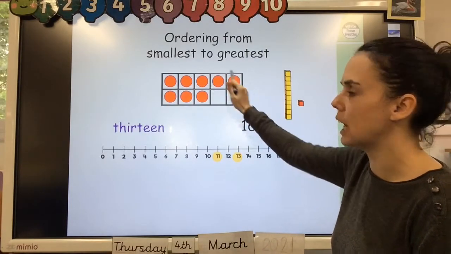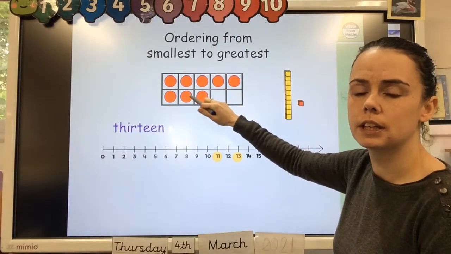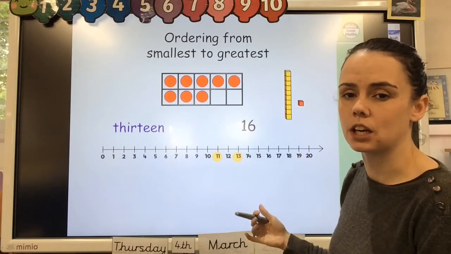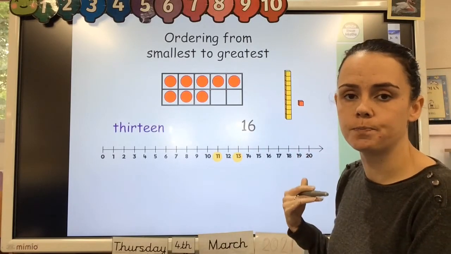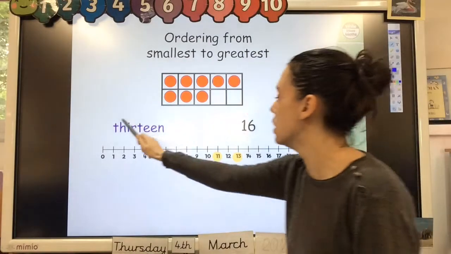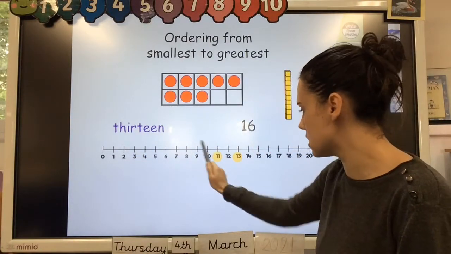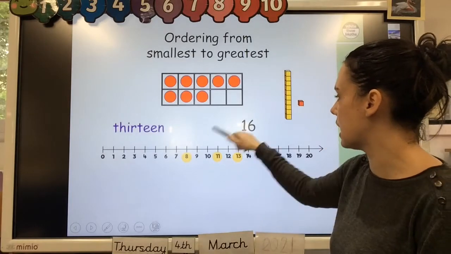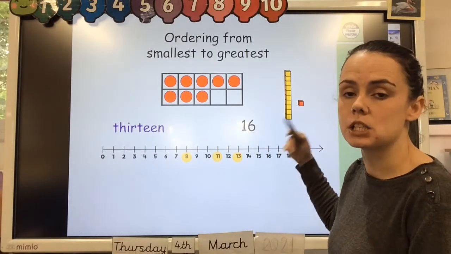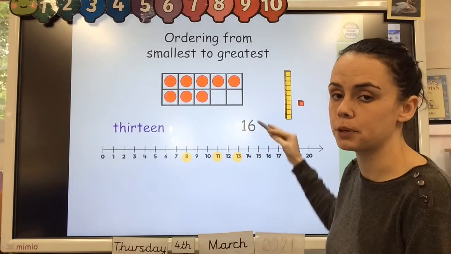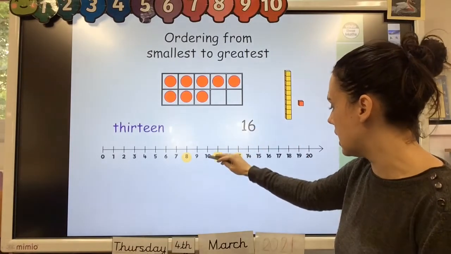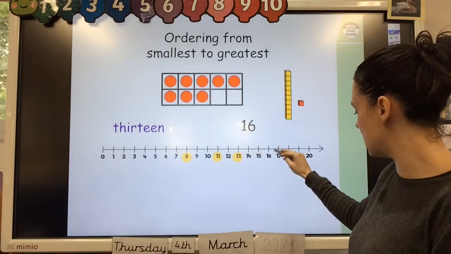What one shall we do next? Let's go with this one. How many was here? 8. So where would 8 go? Is 8 above 10? No, it's below. So we go 0, 1, 2, 3, 4, 5, 6, 7, 8. So that's 8. And then number 16. So we know that 16 is above 10 because it's got our 10. So we're going to go to 10 and then look along for 16, which is here.